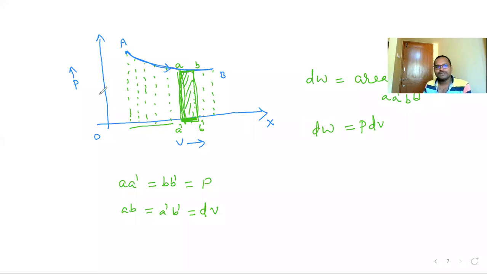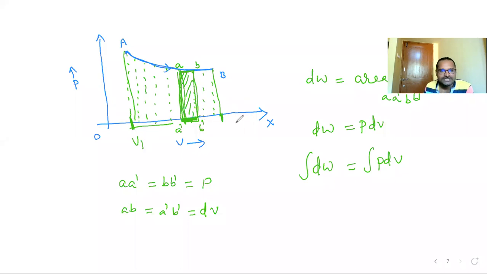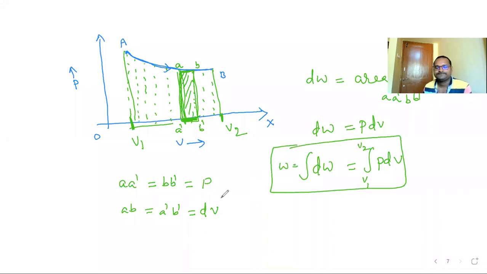Now, if you want to get the total work done from here to here, what will you do? Integrate it. We'll get the total work done. Integration from where to where? From here to here. This is the initial volume V1, and this is the final volume V2. Then it can be given from V1 to V2 like this. This will be the total work done.